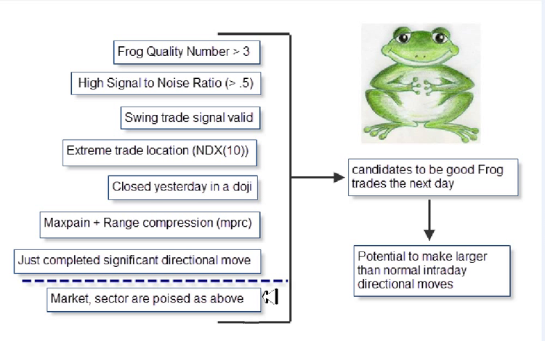So keep these in mind as you start evaluating your candidates for short-term intraday moves and are looking for ways to apply the frog other than just the simple frog quality number. Every one of these signals or conditions creates a potential for your target to make a larger than normal intraday directional move, a large candle day, a large real body day, and that's what you're looking for.